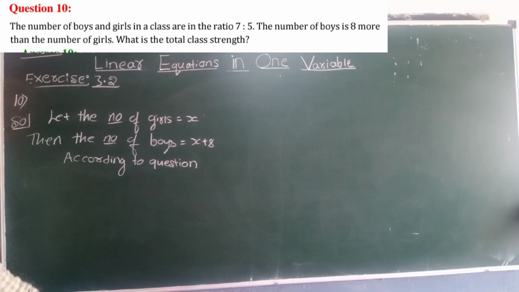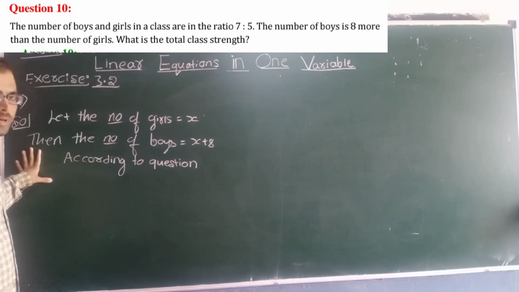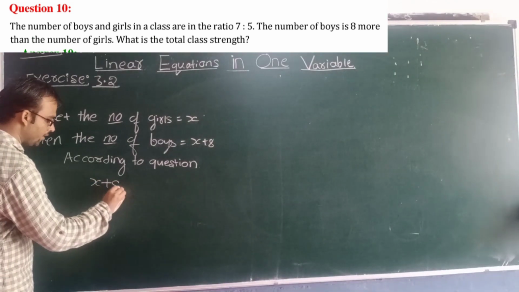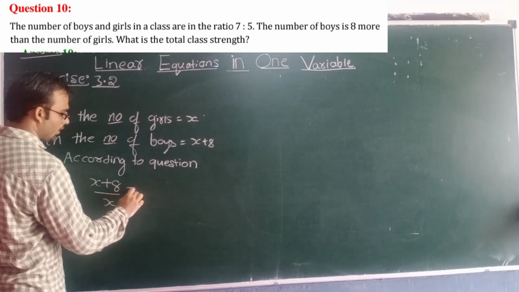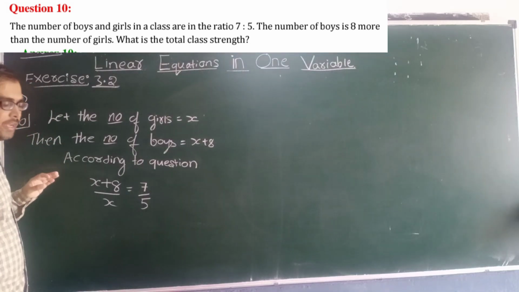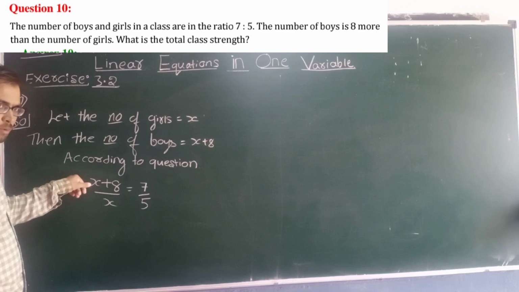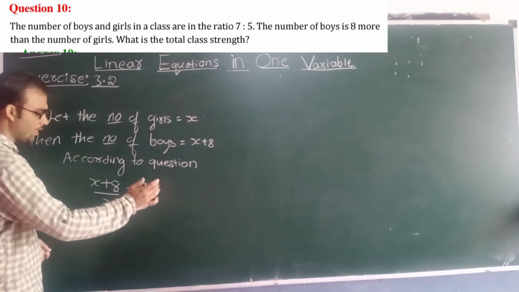So according to the question, what have they given? The ratio of boys to girls is how much? 7:5. That is (x + 8)/x = 7/5. So the ratio of boys to girls is 7 by 5. Here this is the boys' strength and this is the girls' strength, and this is the boys' ratio and this is the girls' ratio.